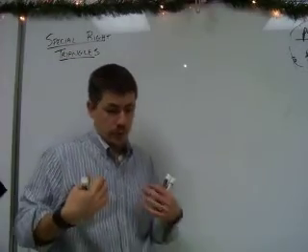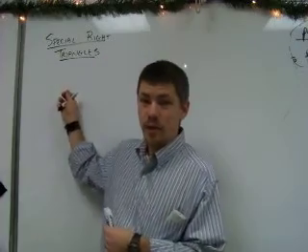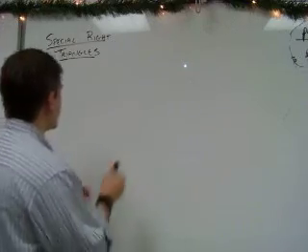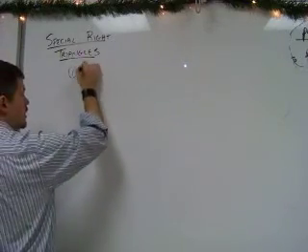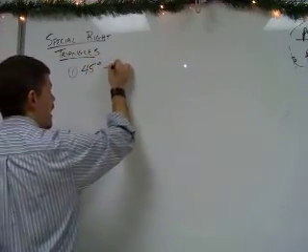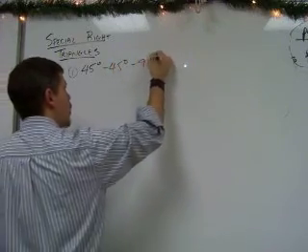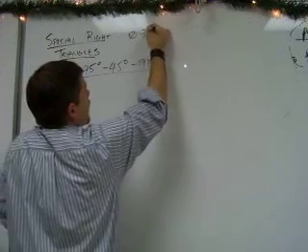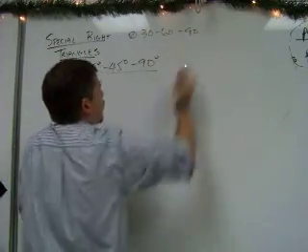Hey everybody, I'm Mr. Brown again, and today you can obviously see that we are doing special right triangles. So here we go. There are two special right triangles. Number one is called the 45, 45, 90. Oh yeah, and the second one's called the 30, 60, 90. We'll put that right up there. That way I won't forget it later on.